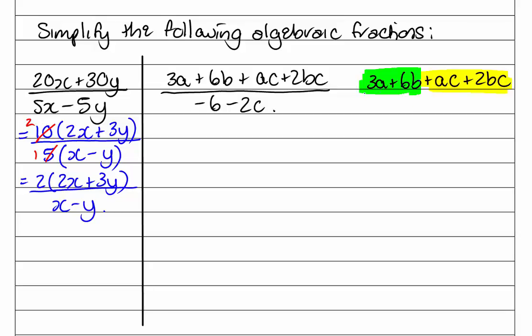3a plus 6b, common factor would be 3. 3 goes into both 3a and 6b. So we've got 3 bracket, 3 times what is 3a? It's a, plus 3 times what is 6b? So 3 times 2 is 6, and we need the b.